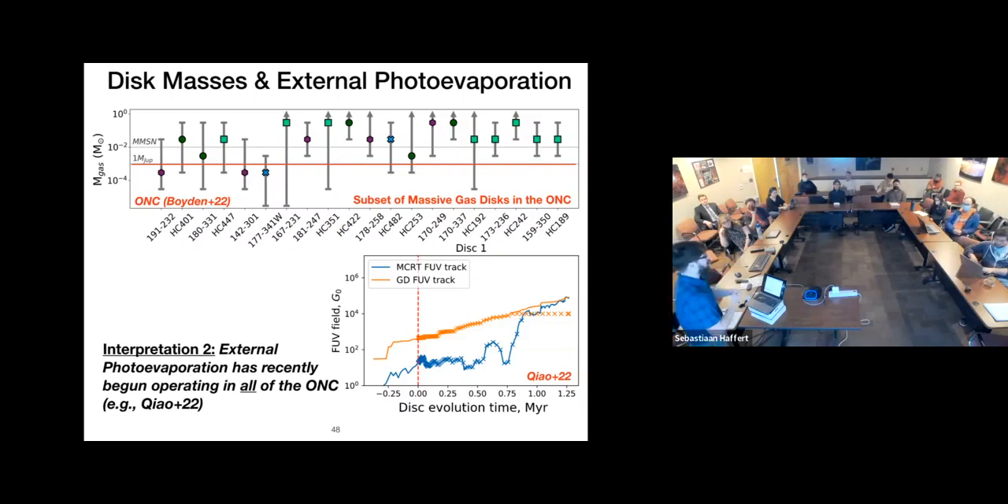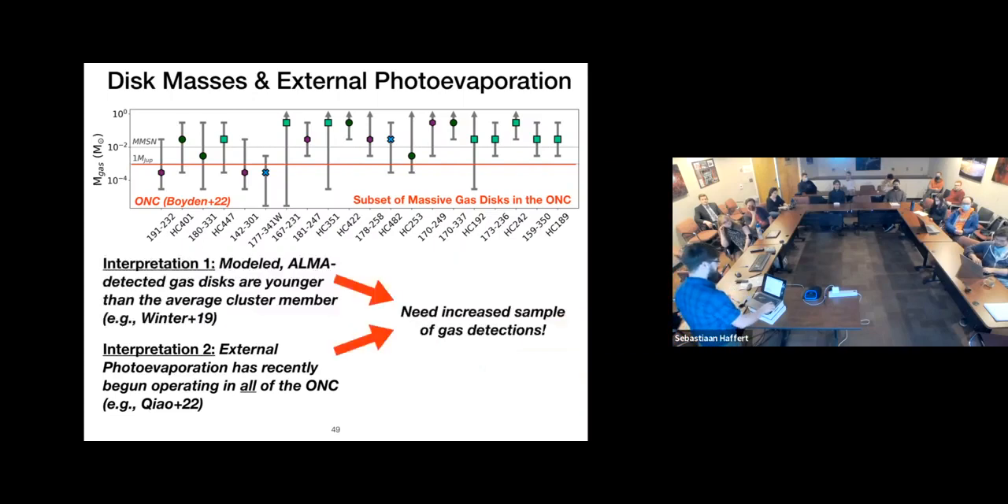And if this were the case, we might also expect massive disks in this region at its current age of around 1 million years. And I think an increased sample of disk mass measurements, in particular gas mass measurements, would help determine which one of these scenarios is more likely. If we were to detect an increased sample of lower gas mass disks, this might point to this age spread scenario more so than the shielding scenario. And then vice versa, if we were to detect more massive disks.